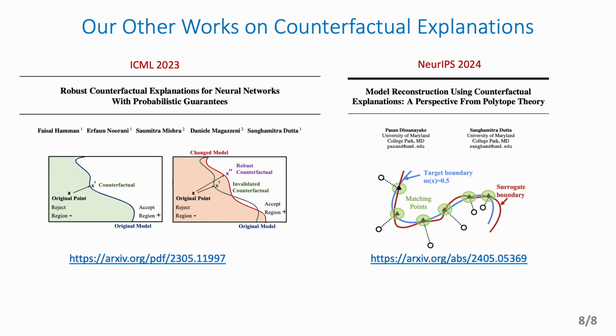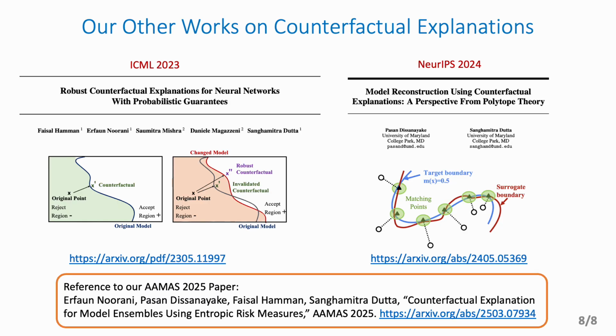Before concluding, I would also mention some of our other related works on the topic of counterfactual explanations. In our previous ICML paper, we addressed the problem of finding robust counterfactual explanations that remain valid under small but unknown changes to the model. We provided probabilistic guarantees and experimental results. In our NeurIPS paper, we showed how counterfactuals can be used to reconstruct the global model, bringing in mathematical techniques from polytope theory. And here's a link to our archive paper.